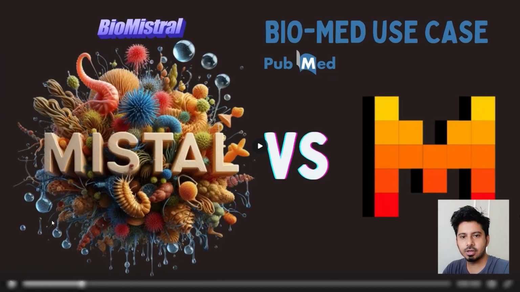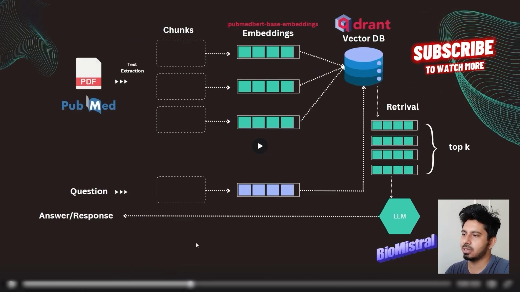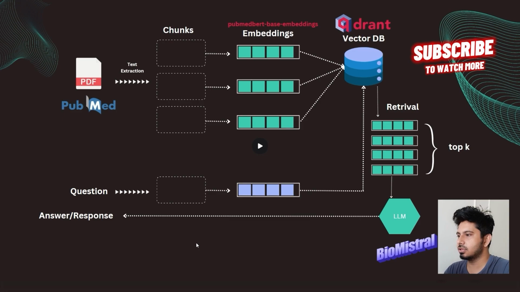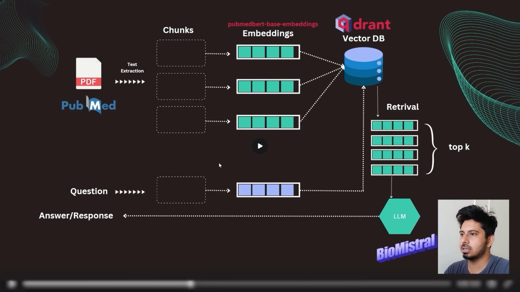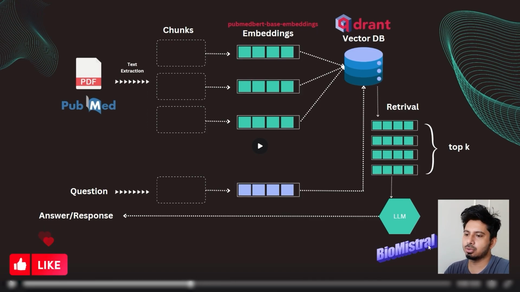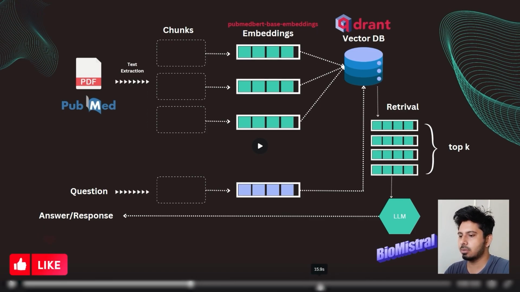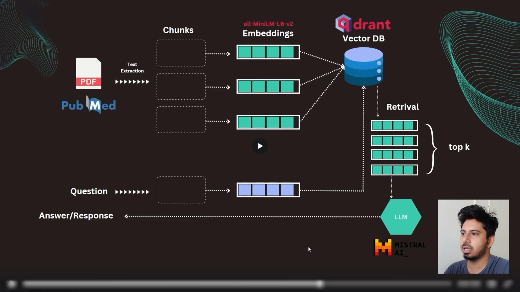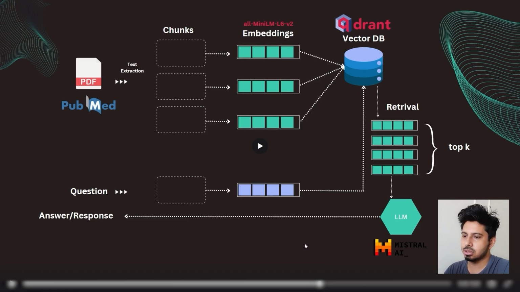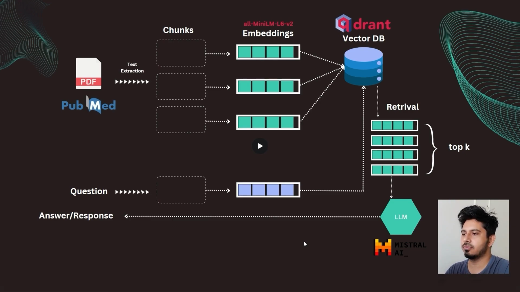In this video, we are going to compare Mistral with BioMistral large language models. We are going to feed PubMed articles in the RAG pipeline. So there will be two RAG pipelines. In the first RAG pipeline, we are going to feed PubMed articles and use PubMed BERT base embedding with BioMistral as the large language model. In the second pipeline, we are going to use all MiniLM L6 embedding with the Mistral large language model. The intention is to find out which model performs well, synthesizes the retrieved chunks, and gives us a better answer.